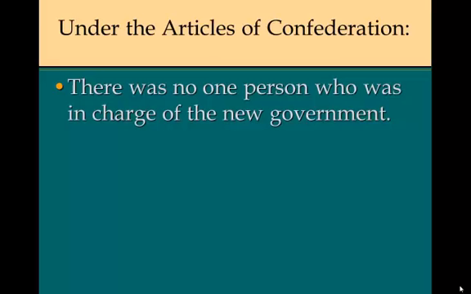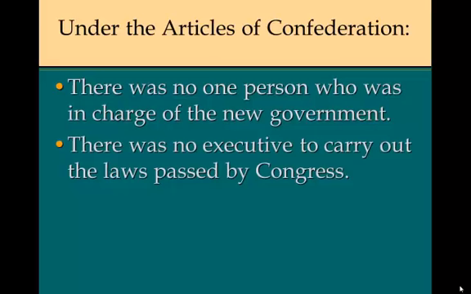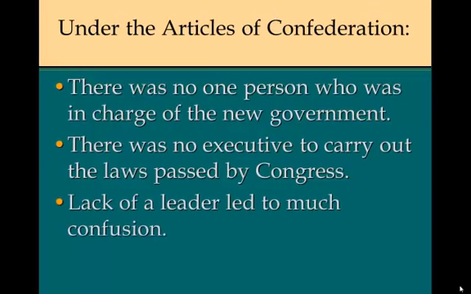We did have a president underneath the Articles of Confederation, but it was more of a figurehead type job, and it changed every year. They had no real power. There was no executive to carry out the laws that were passed by Congress. Congress's job is to pass laws, make laws. The executive branch, the president's, is to enforce those laws. It does no good to pass a law if you have no way of enforcing it. The lack of a leader led to much confusion amongst the colonies, and it made it much more difficult for us to be effective when we were fighting our war.